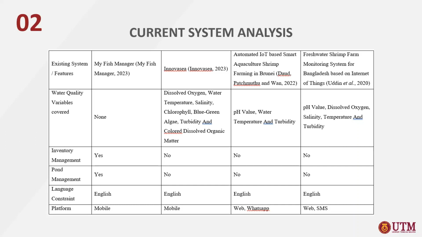Finally, in Udin et al. paper, they cover pH value, dissolved oxygen, salinity, temperature, and turbidity, but they do not cover inventory and pond management. They use English language, and they use web application platform with integration with SMS.